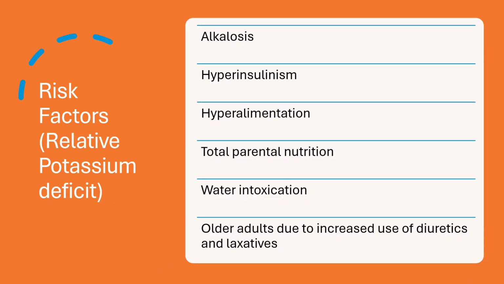So some of your relative potassium deficit risk factors are alkalosis, giving them too much insulin, which is hyperinsulinemia, and hyperalimentation, which is basically giving them too much TPN, and water intoxication in older adults due to increased use of diuretics and laxatives.